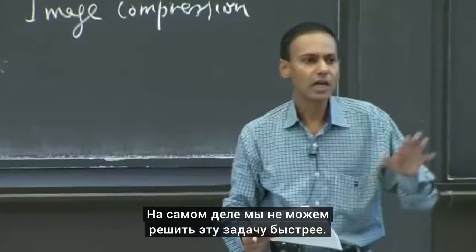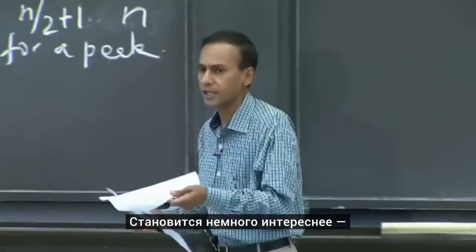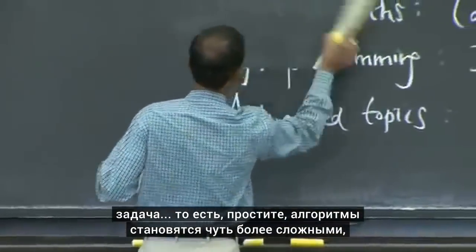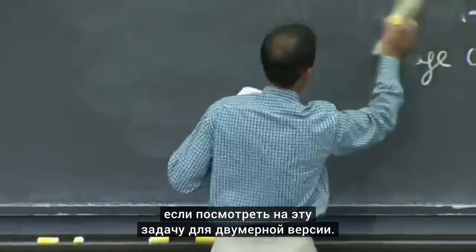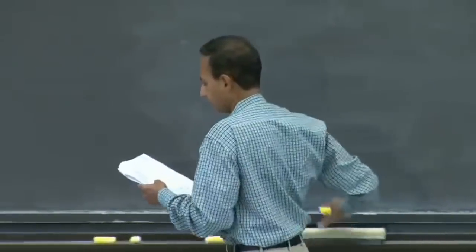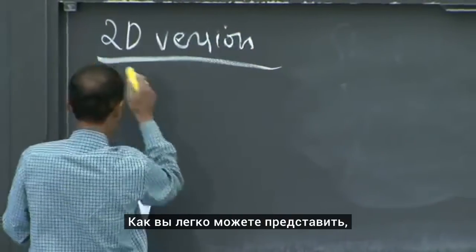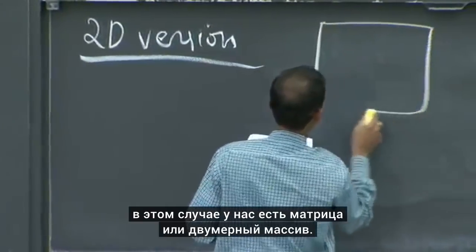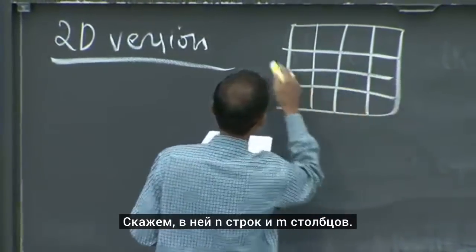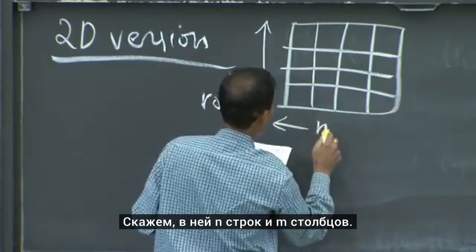All right? So you can't really do better for the 1D. The 1D is a straightforward problem. The algorithms get a little more sophisticated when we look at a 2D version of peak finding. So let's talk about the 2D version. As you can imagine, in the 2D version, you have a matrix or a two-dimensional array. And we'll say this thing has n rows and m columns.